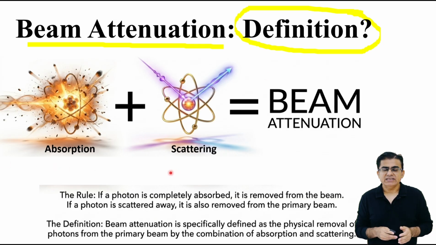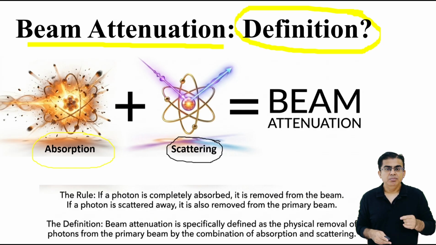If a photon crashes into an atom and completely disappears, it is successfully removed from the beam. We call this physical process absorption, like this. If a photon bounces off an atom and flies away in a new direction, it completely misses our tumor target. Because it is deflected off its straight path, it is also considered removed from our primary beam. We call this physical process scattering.